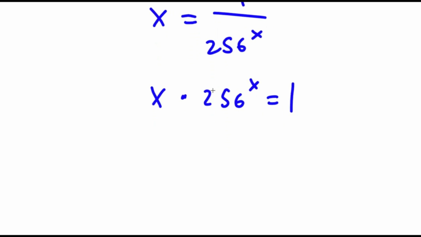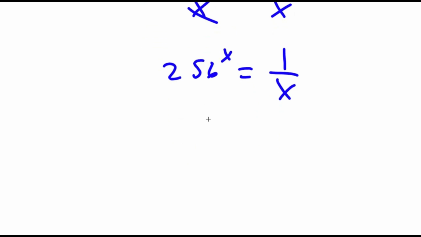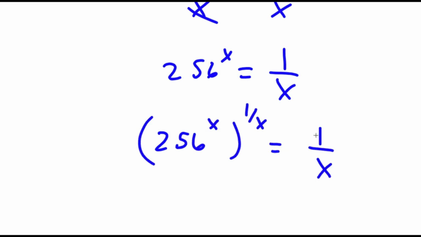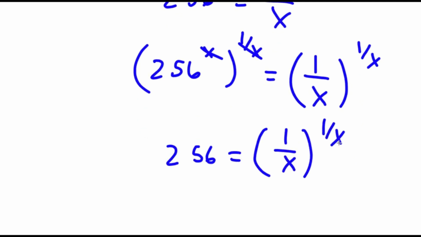Now I'm going to divide both sides by x. So now I have 256 to the power of x is equal to 1 over x. And now I can go ahead and take the power of 1 over x on both sides. So now I have 256 to the power of x to the power of 1 over x is equal to 1 over x to the power of 1 over x. Now x and 1 over x, these two cancel out. So now I have 256 is equal to 1 over x to the power of 1 over x.